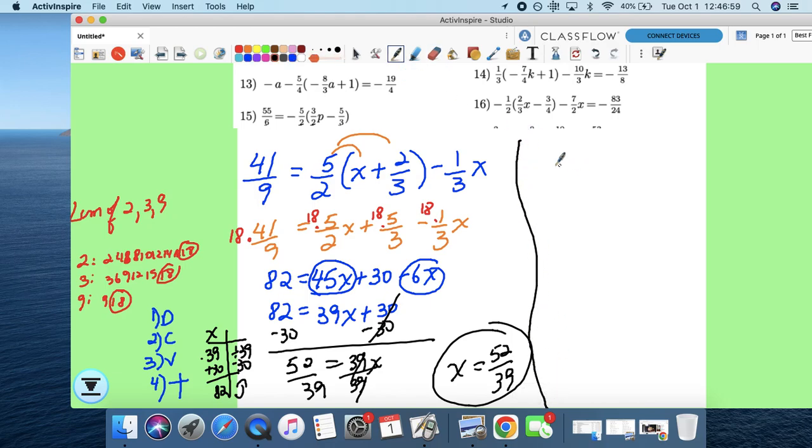So now I do my check. In my check, I'm going to replace wherever I see x with 52 over 39. So 41 over 9 equals 5 over 2, parentheses, and let me put that in. Let me leave that as empty space for now, minus 1/3, and then let me do it in red. So everywhere I see the x, I'm going to replace it with 52 over 39.